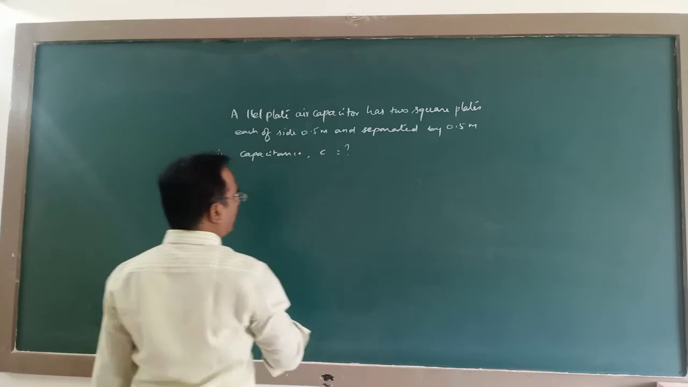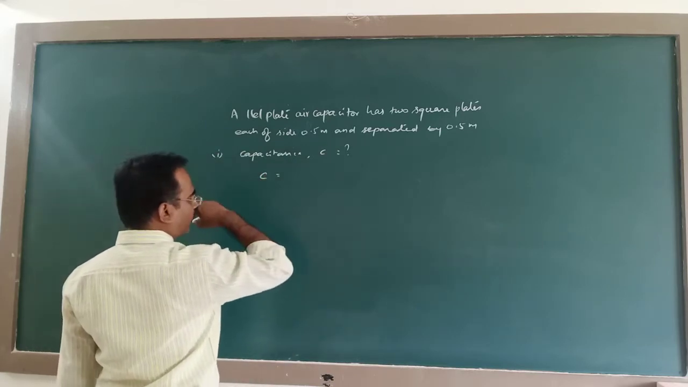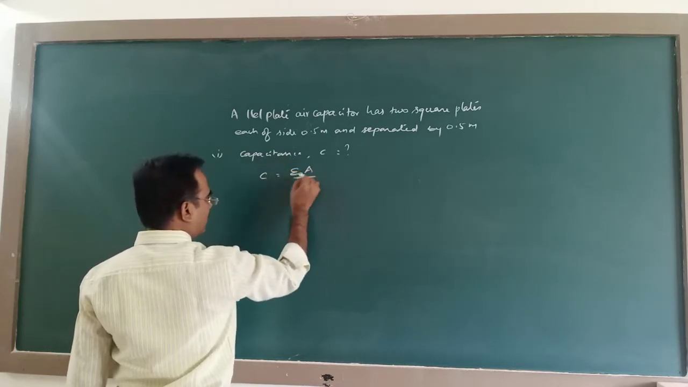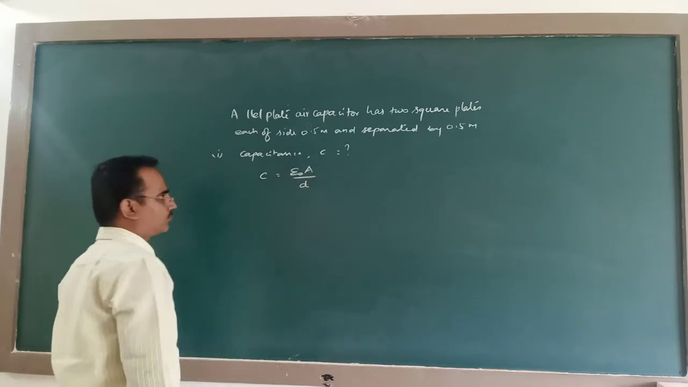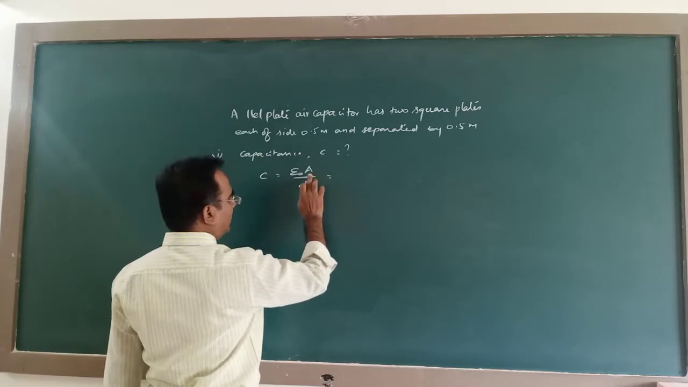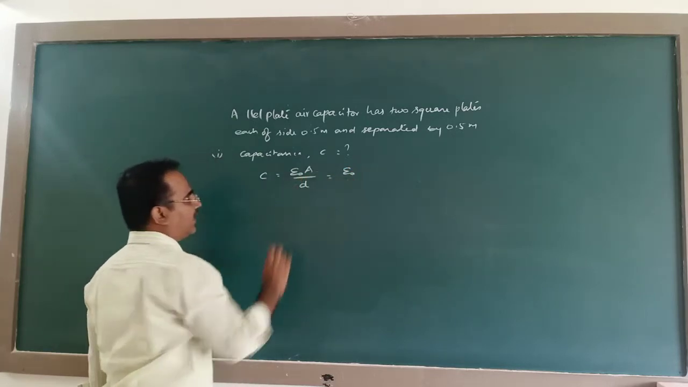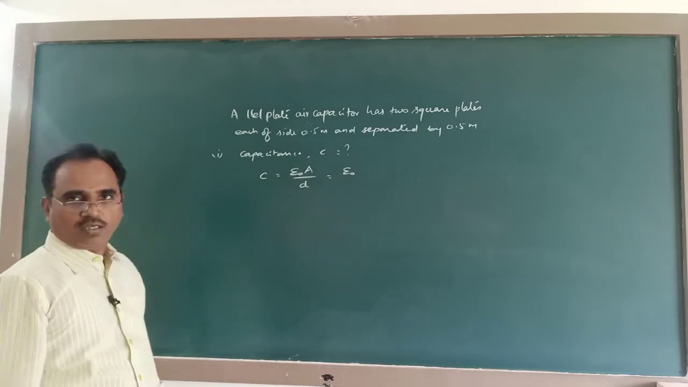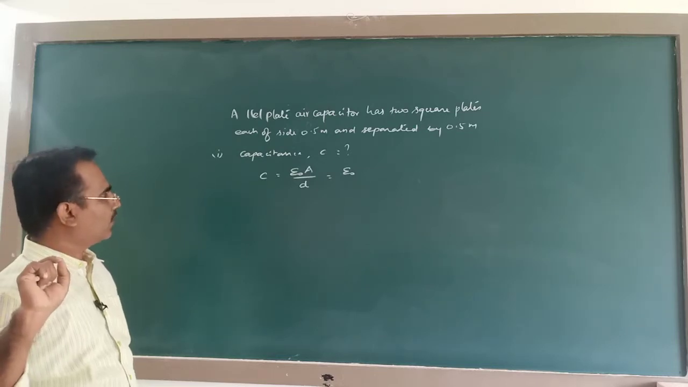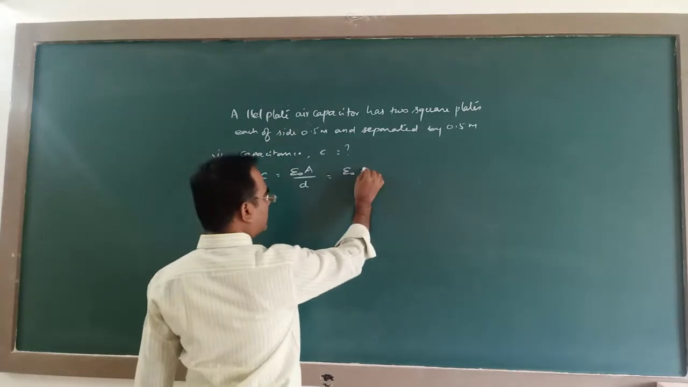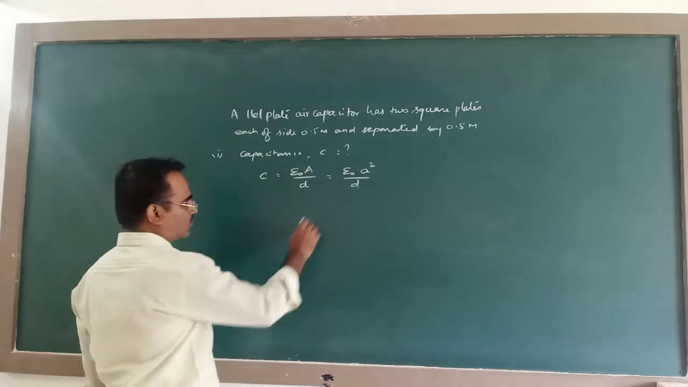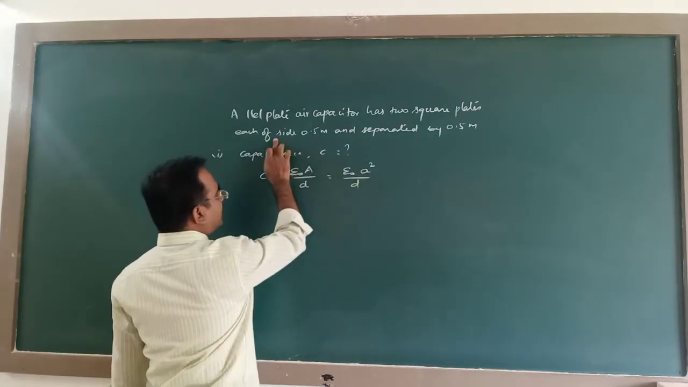C. So this is a direct substitution problem. The capacitance of a parallel plate capacitor, air capacitor, is given by epsilon naught A divided by D. You know the value of epsilon naught, and this A is area. If a is the side of a square, then the area is given by a square. So this a stands for side of the square.